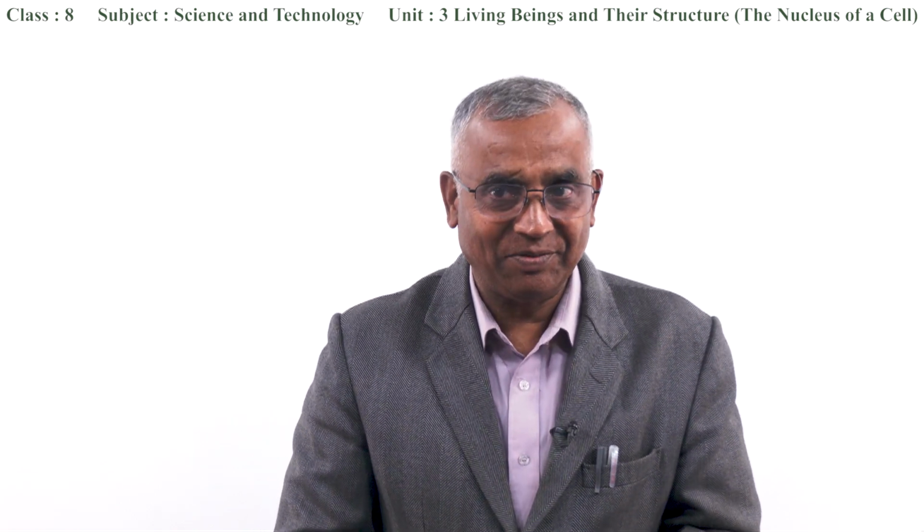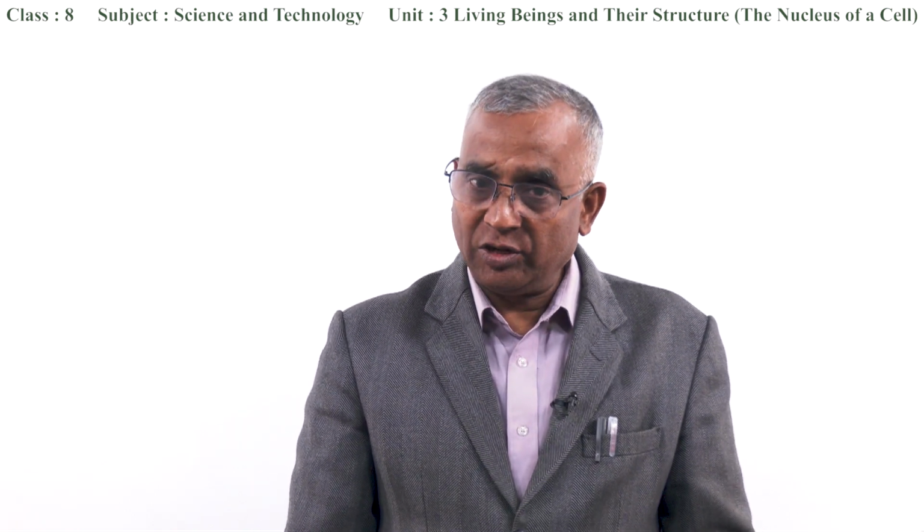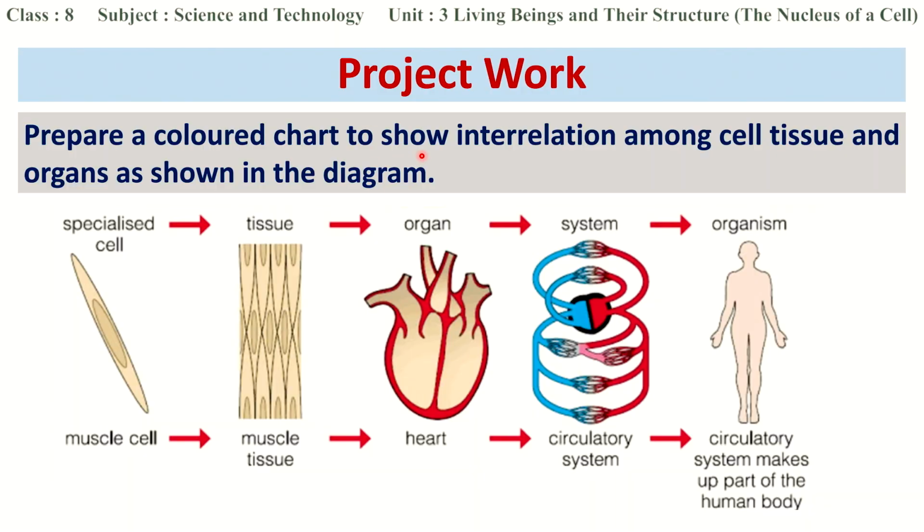tissues and organs. Now I am giving a project work to you, that is, prepare a colored chart to show interrelation among cell, tissue and organs as shown in the diagram. Here not only that, systems and organism are also given. That model is a sample. This model you can make anyway, by pasting some materials, or by cutting with papers. Whatever, that depends on your creativity. You have to make that model and try to do your best, and show your teacher.